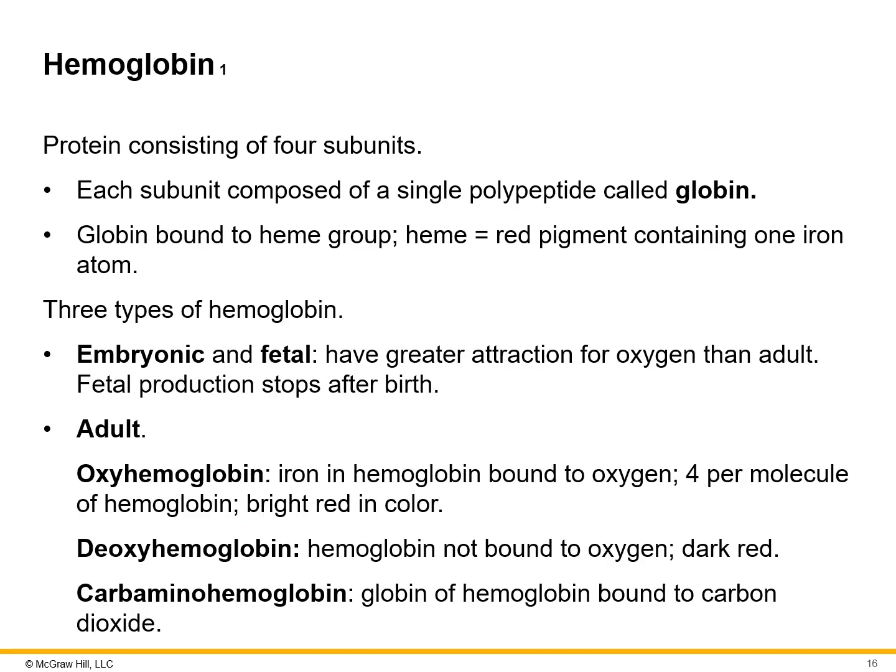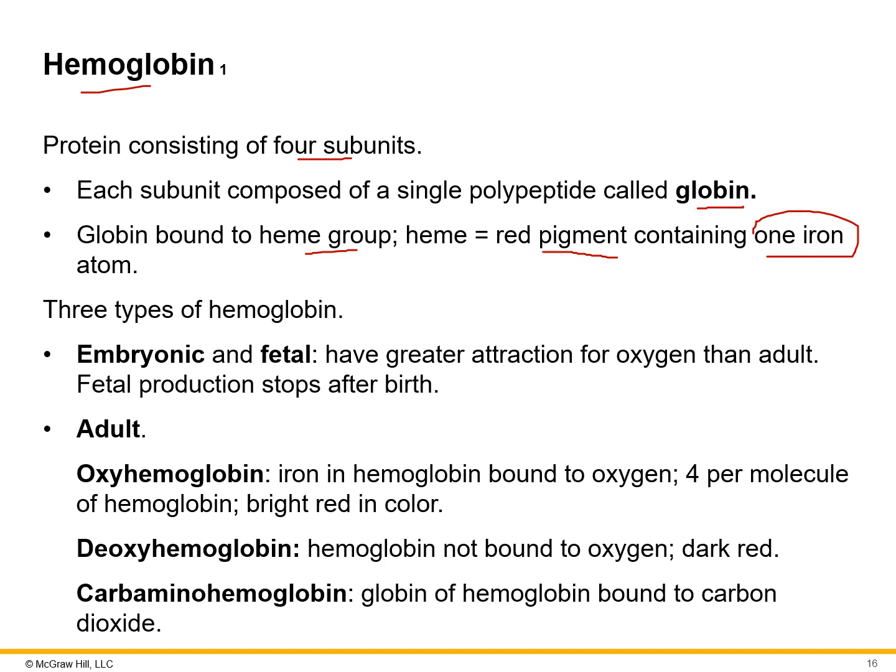So a little bit more about hemoglobin. Again, it's carrying that oxygen, but also some carbon dioxide. It has 4 subunits, so it's one big protein made up of 4 smaller polypeptides or smaller proteins. Each polypeptide is called a globin. So those have heme groups, and heme is the iron, so it gives that red pigment. And each heme contains 1 iron atom.